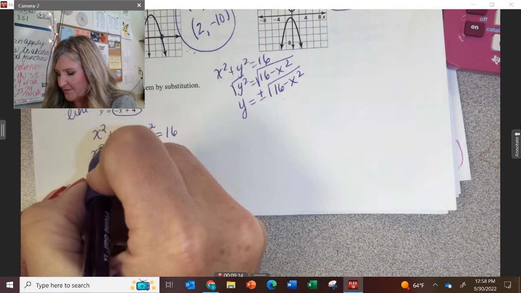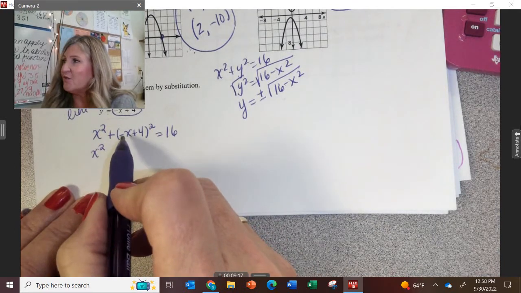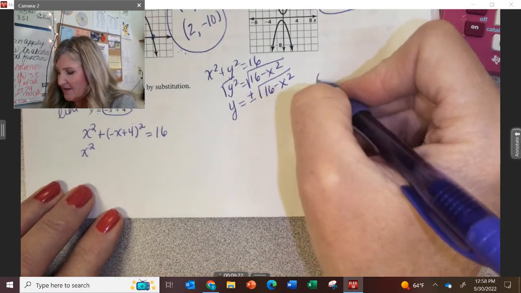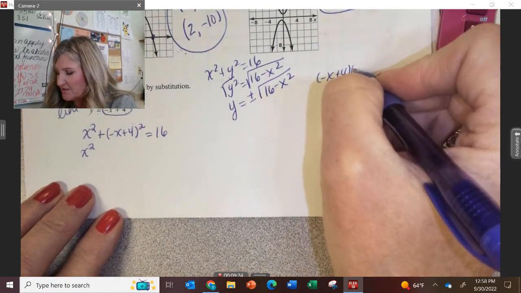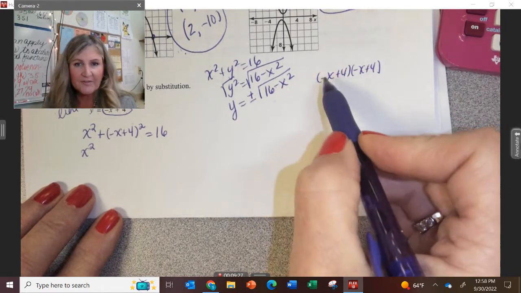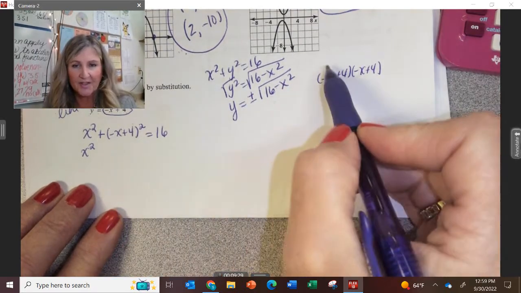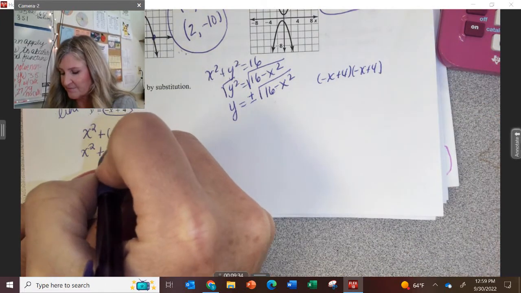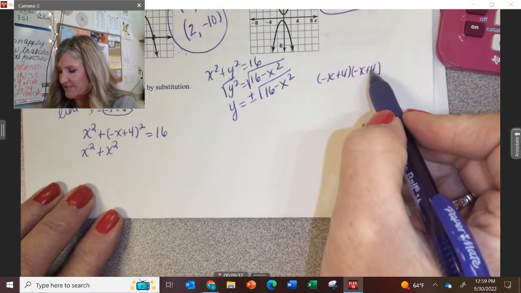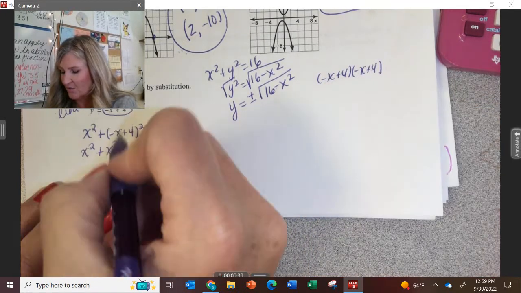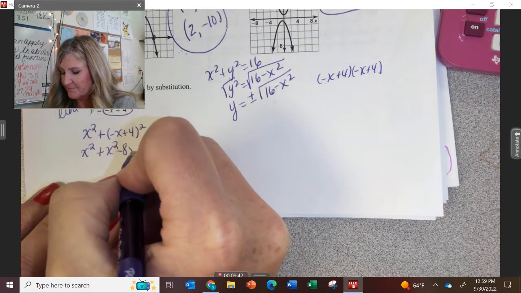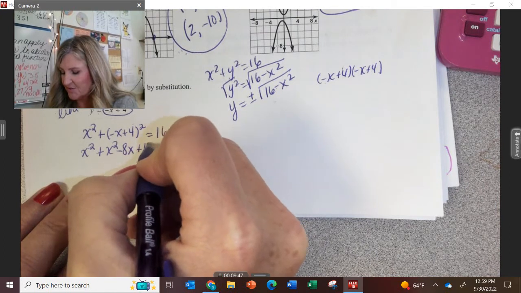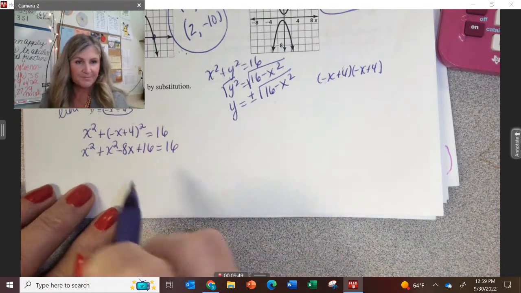This is x squared. When we took the quiz, a lot of people just squared this and squared that. That is incorrect. If I'm doing negative x plus 4 times negative x plus 4, we have to FOIL that out. We have to multiply this whole thing out. What's negative x times negative x? The outers give us negative 4x and the inners give us negative 4x. What is that? And then we have to do the last times the last, which is plus 16 equals 16.